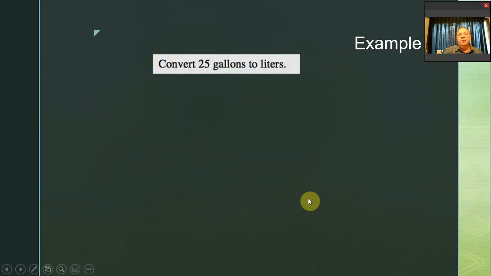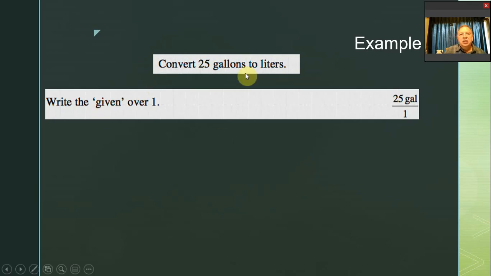Okay. So here's an example. I want to convert 25 gallons to liters. I'm going to start with 25 gallons. That's what I've got, and I want to go to liters. Anytime I want to think about this, the 25 is really a fraction and it's over 1. Can't be anything else. 25 over 2 would be what, 12.5? Okay, so I write this over 1. 25 divided by 1 is 25.